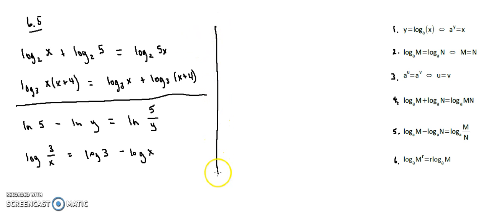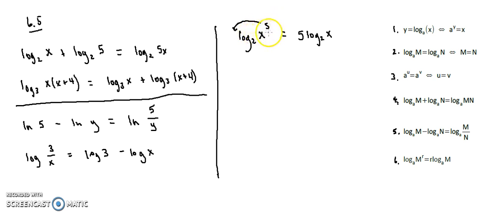Okay, looking at number 6, this tells us that an exponent inside the logarithm is the same as a coefficient in front of the logarithm. So for example, if we have log base 2 of x to the 5th, we've got an exponent inside the logarithm, so we can bring that down to the front of the logarithm. So this is the same as 5 log base 2 of x.